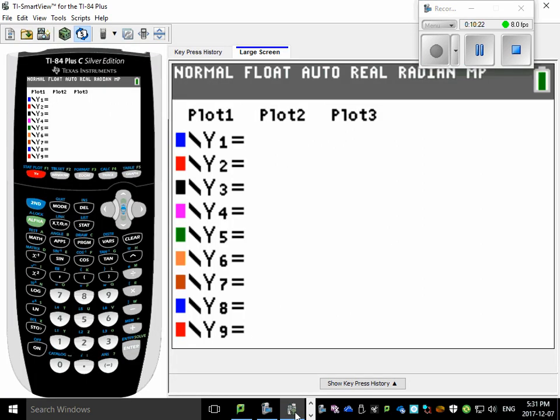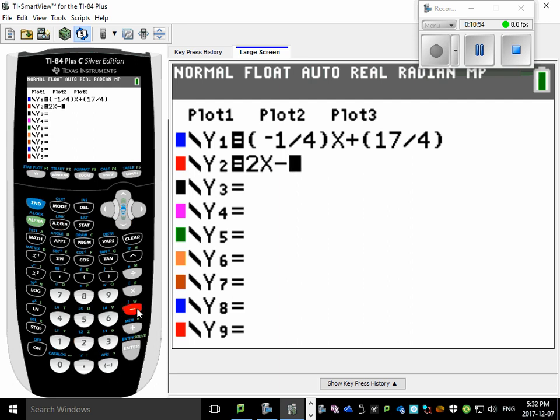Here's my calculator. Okay, negative. Forgot the brackets here, so let's clear that out. Put the negative, bracket, there's the negative 1 divided by 4, bracket x, plus, again another fraction, so bracket 17 divided by 4, bracket. Down here is our other equation, which was 2x minus 7.